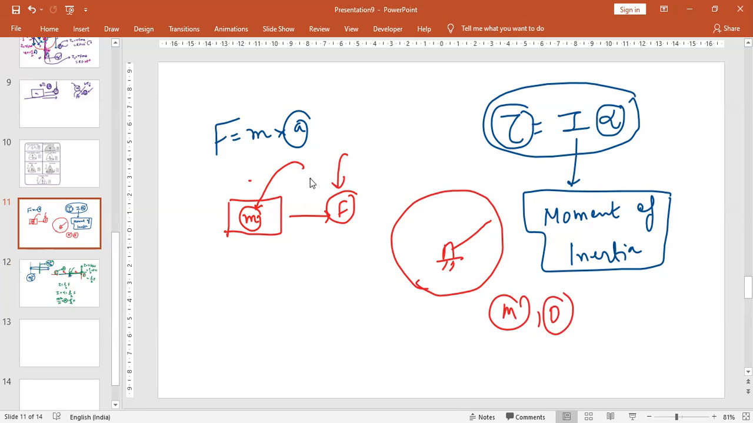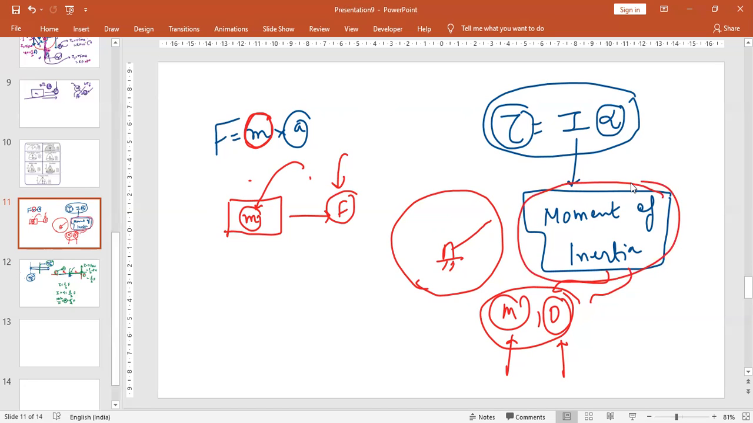So for translation motion, the inertia only depends on the mass of the body. But for rotational motion, the inertia depends on mass as well as where the mass is located. So moment of inertia combines both these factors. So inertia for rotational motion is called moment of inertia.